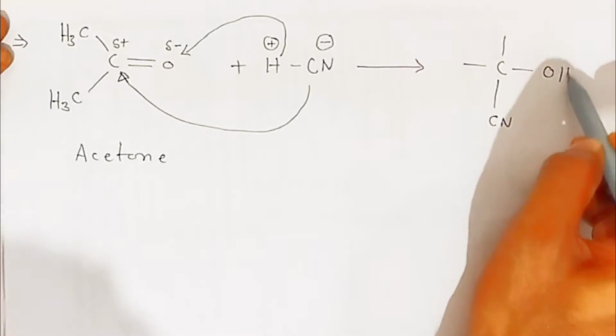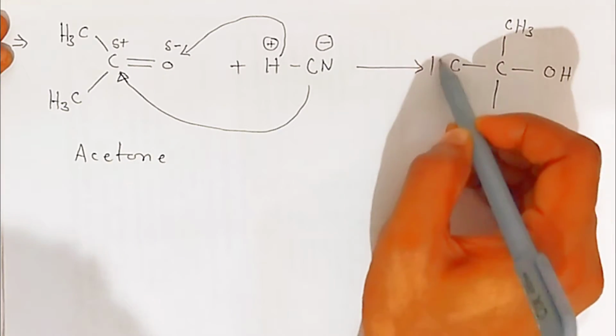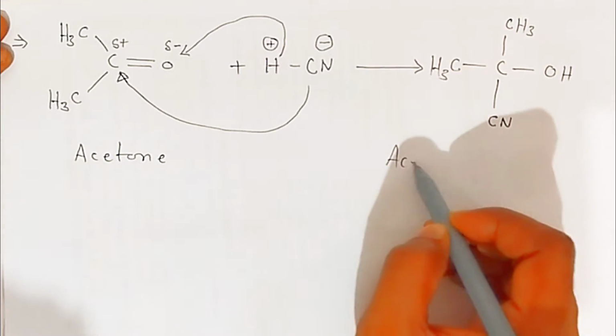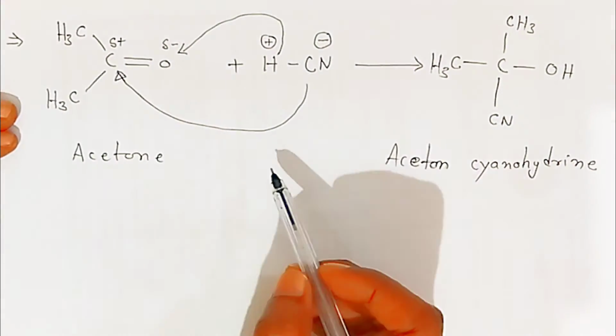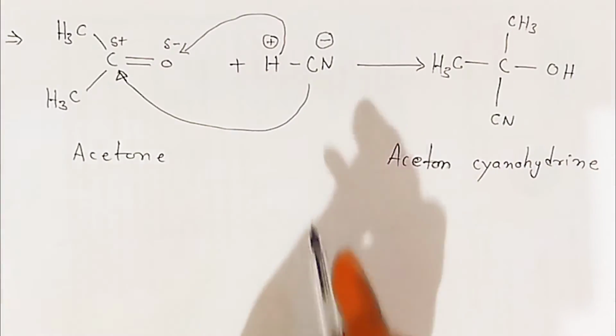Now what happens? This cyanide will go here and this hydrogen will go to the oxygen, and your methyl group will be as it is. So it is a derivative of acetone, so we call it acetone. Acetone is converted into cyanohydrin by attack of hydrogen cyanide.